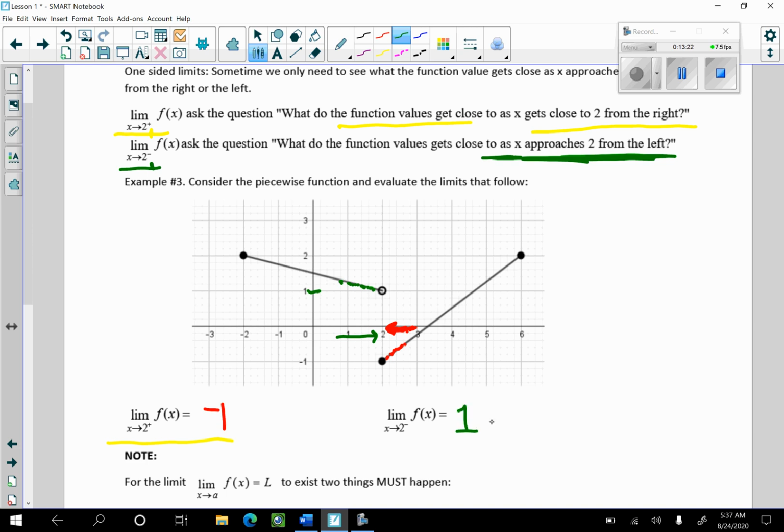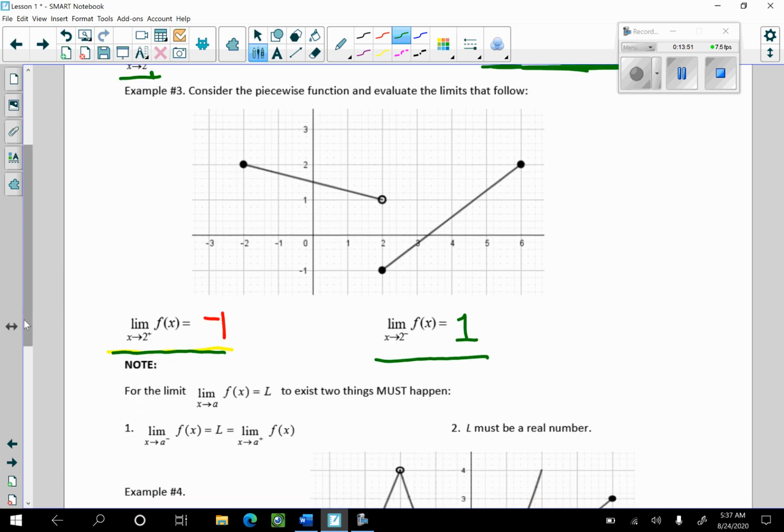So this is a demonstration of a graph. I'm going to erase this stuff here so we can see it better. This is the demonstration of a graph where the limit as x approaches 2 from the right isn't the same number as x approaches 2 from the left. These are not the same because 1 does not equal -1.